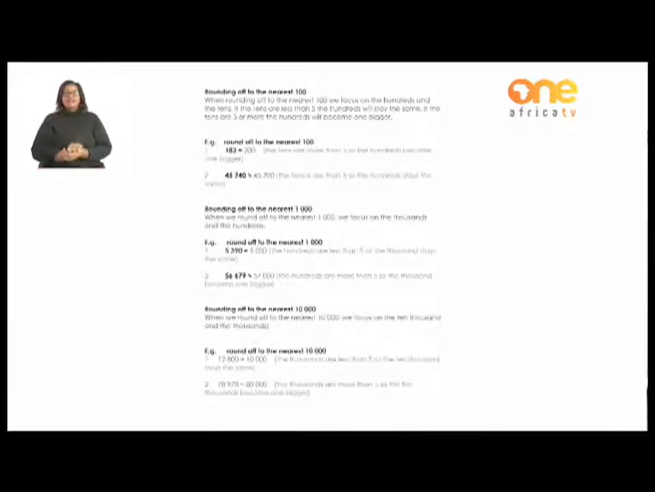78,978. Rounded off to the nearest 10,000. Let's read what we said in brackets. The thousands are more than 5, so the 10,000s become 1 bigger. We find our 1,000, we see it is an 8, that is more than 5, and that can change my 10,000. So my 10,000 becomes 1 bigger, and when I round it off, then it becomes 80,000.